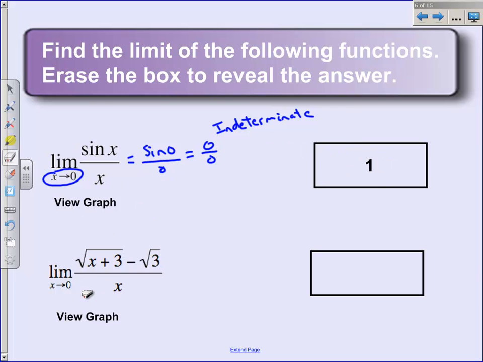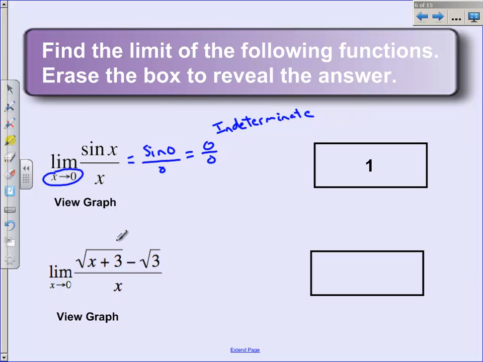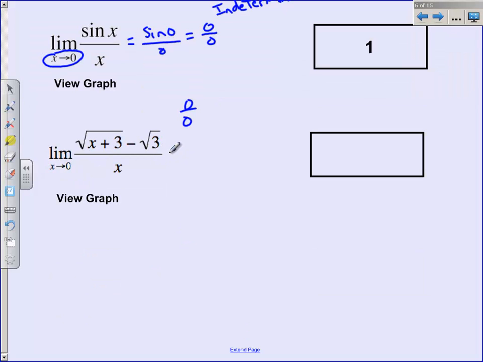Let's take a look at this other one here, this square root of x thingy. Now, if we plug in 0 for x, we're going to get the square root of 3 minus the square root of 3, which is 0 over 0. And again, we get indeterminate. Here there's no algebra to do, but there is something that we can do, and it's called multiplying the top and bottom by the conjugate. We've done that several times this year.